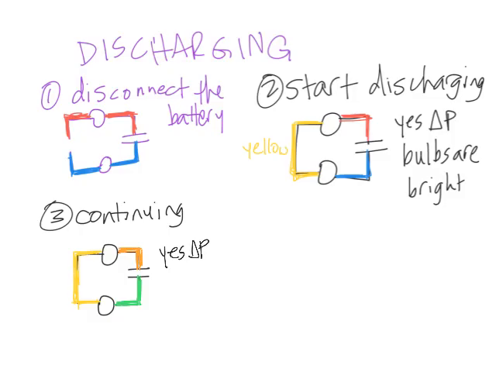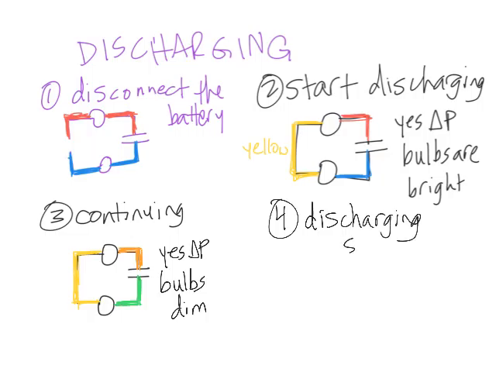So there's still a change in pressure, but it's not as much, and this is when our bulbs start to dim. And then when discharging stops, what color do you think it's going to be? Yellow. What was that? Okay. So it's reached normal pressure all the way around. There's no pressure difference whatsoever, and no bulbs are lighting.